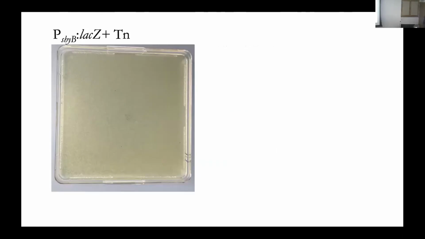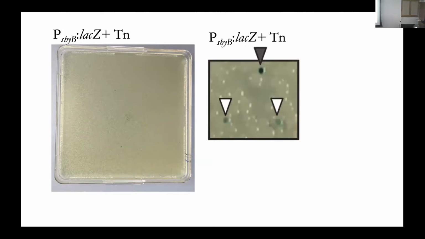So what Shannon did, my grad student, is something very simple. She took this reporter construct, mutagenized it with transposons, put it on a giant plate, and looked for mutants that now spontaneously induced the promoter. And this is something that's actually quite amazing for a grad student.